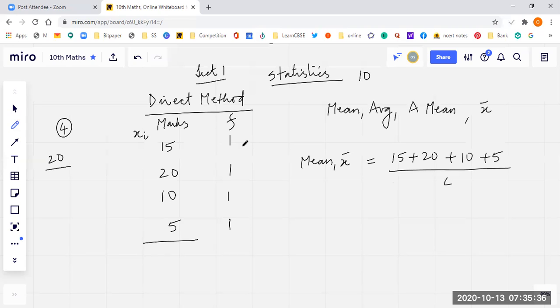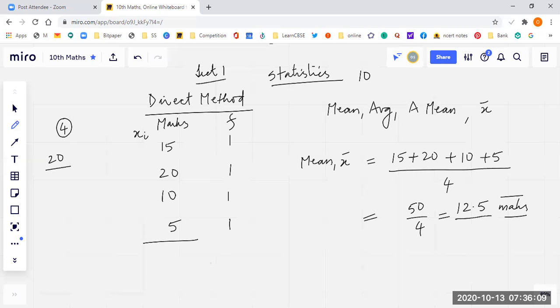So 4 students. So this is equal to 15 plus 5 is 20, 30, 40, 50. So this is 50 divided by 4. 4 2s are 8, 4 5s are 20. 12.5 marks is the mean. This is very simple when the frequency is not repeated. Okay. So now we can also do it like this.